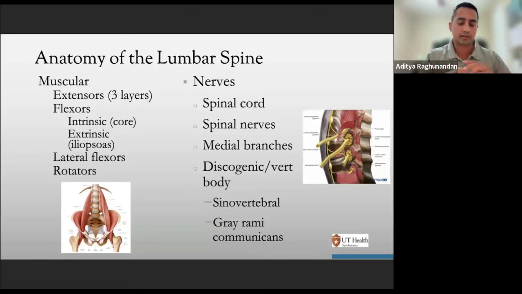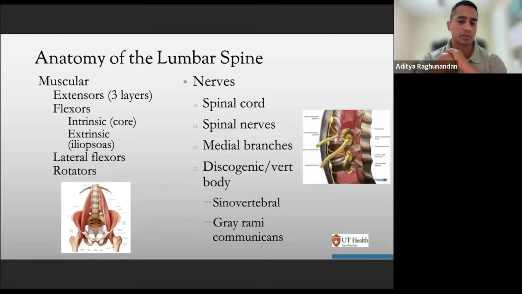Spinal nerves exit through the neural foramina. Medial branches come after the spinal nerve has exited, and then the medial branches innervate the facet joints primarily. There's also innervation to the multifidus muscle, which is an extensor muscle of the spine. The discs also have nerves, in the disc and the vertebral body. They tend to be on the outer portion of both the body and the discs, and those are the sinuvertebral nerves and the gray rami communicans.